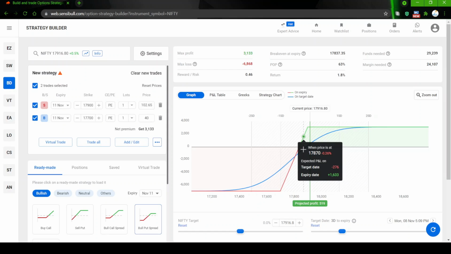On expiry we will be having 1,600 rupees of profit if the market stays above this break even, above 17,837. Okay, so I hope you understood what is a bull put spread. Bull put spread is basically selling a put and buying a lower put for hedging, and this is a net credit strategy. Adjustment for this and the previous strategy will be shared in a separate video. I hope you understood what is a bull put spread strategy. This is taken for a bullish view on the market. The downside and upside are capped.